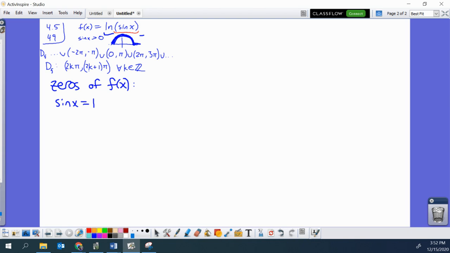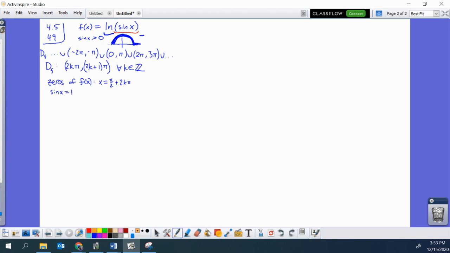And that's going to happen repeatedly, right? It's going to happen at pi over 2, and then all the coterminal angles with pi over 2. So x equals pi over 2 plus 2k pi. Okay, so we got the zeros.